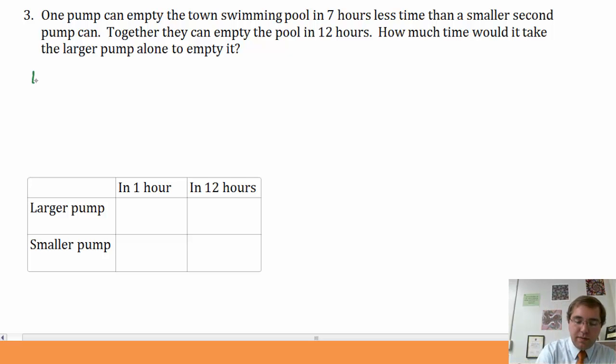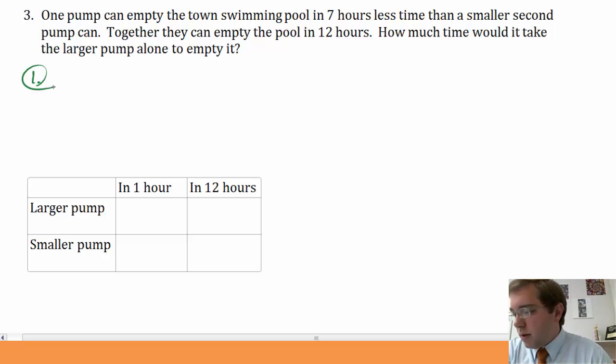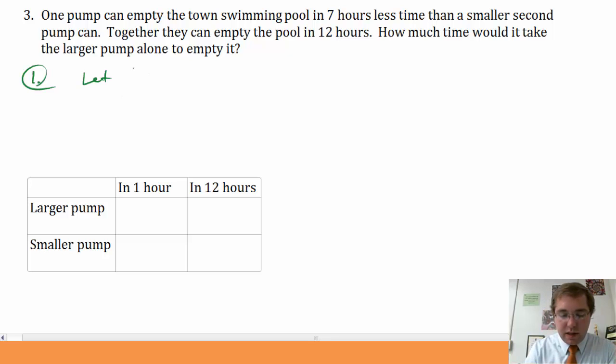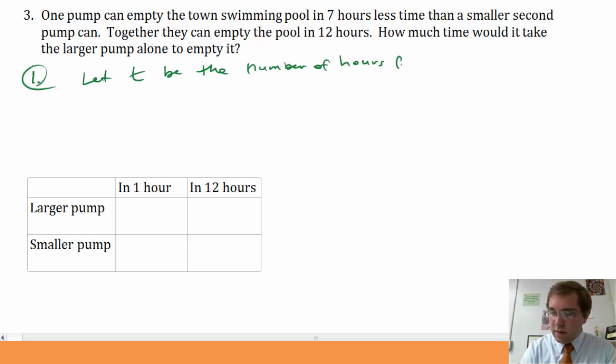Okay, first step, define a variable. So since we're interested in the larger pump, let's let T be the number of hours for the larger pump to empty the pool alone.